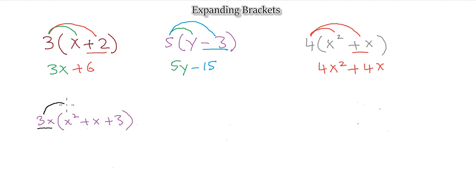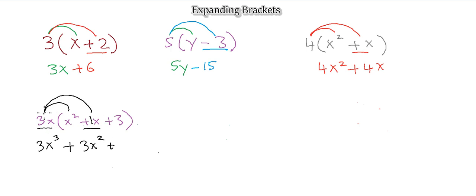So 3x multiplied with x squared. So 3, that will stay as 3. X times by x squared is x cubed. 3x multiplied with plus x now. So again, plus, the number is multiplied. So remember that x has 1 next to it, right? So 3 multiplied by 1, we say 3. X times by x is x squared plus.